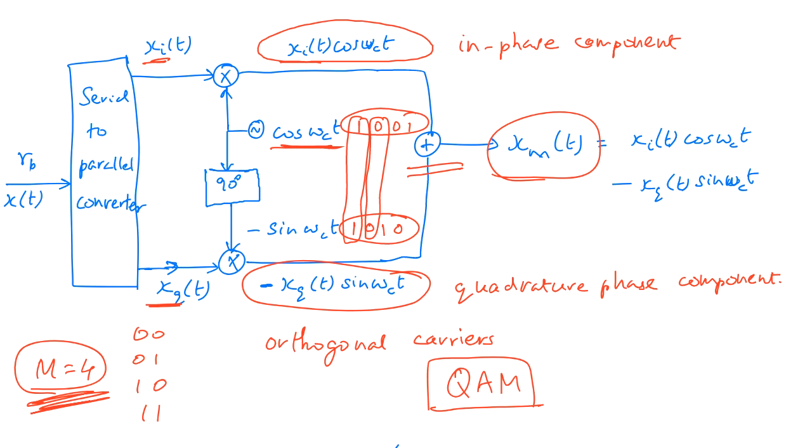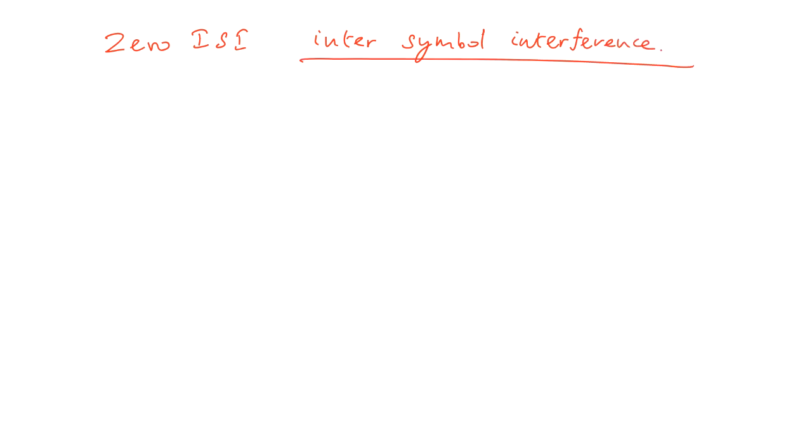Okay, let me erase this now. What do we mean by zero ISI? ISI is the acronym for inter-symbol interference. And when we say zero ISI, it comes from pulse shaping.